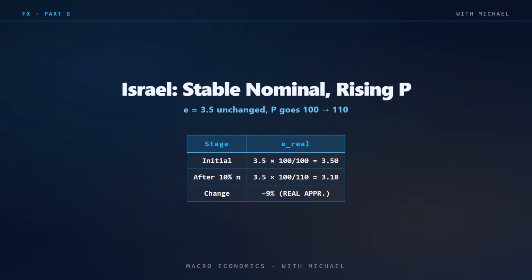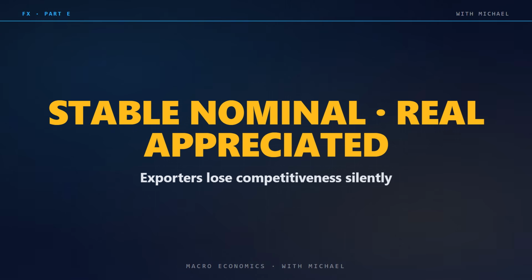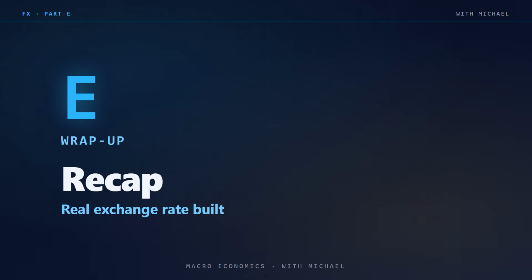The real rate has fallen. Israeli goods have become more expensive in dollar terms by about 10%. This is real appreciation through inflation. Exporters lose competitiveness even though the nominal rate did not move. This is one of the most important dynamics in modern emerging market policy.